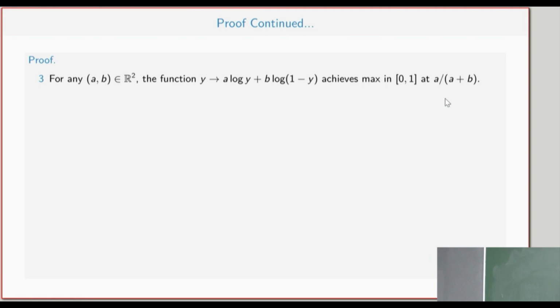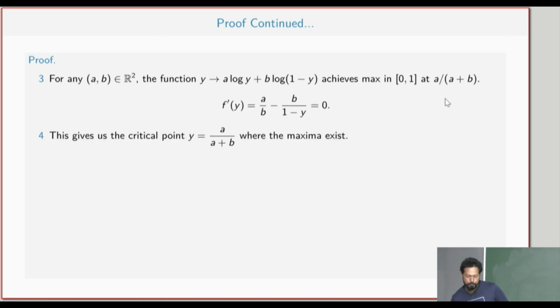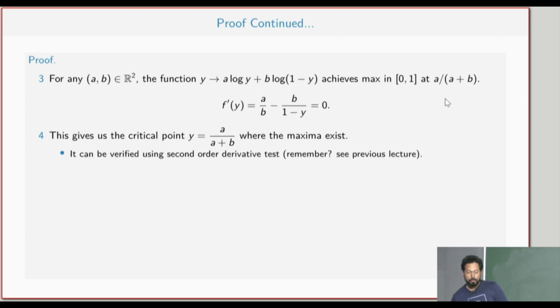You know a little bit of optimization right now. You take the gradient, equate to 0, and very likely one of the values will be the maxima. Actually it's done here, it seems. So f prime of y, we did the derivative and equated to 0, and indeed y came out to be, after solving, a divided by a plus b. It can be verified using the second order derivative test that this is indeed the maxima.